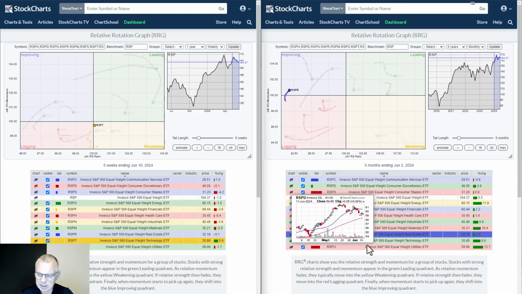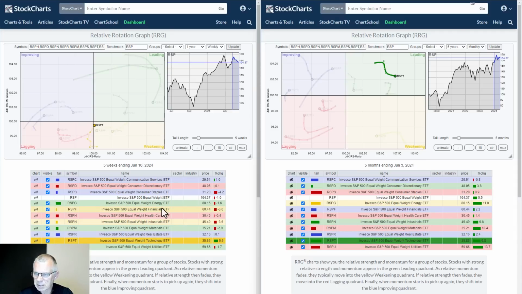Now we've got technology, and that is an interesting one. It is a strong sector on the monthly. We dipped a little bit, but it's moving to the right. And on the weekly, we are rotating back in. We're back into the weakening quadrant.